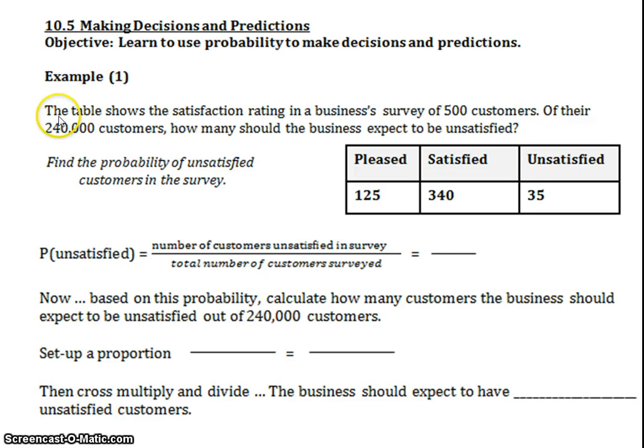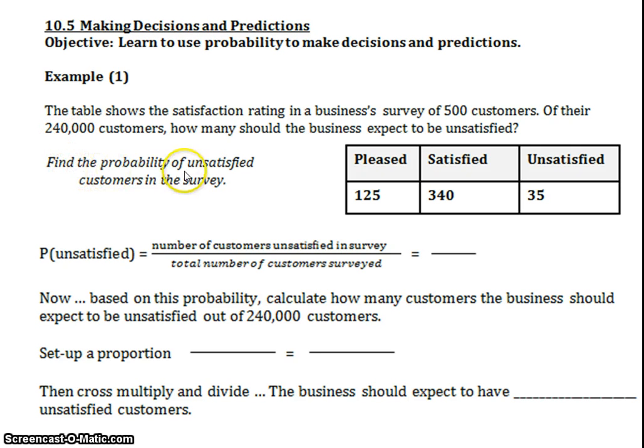Example 1. The table shows the satisfaction rating in a business's survey of 500 customers. Of their 240,000 customers, how many should the business expect to be unsatisfied? Now, this table, again, they only surveyed 500 of their customers. They actually have 240,000 customers.